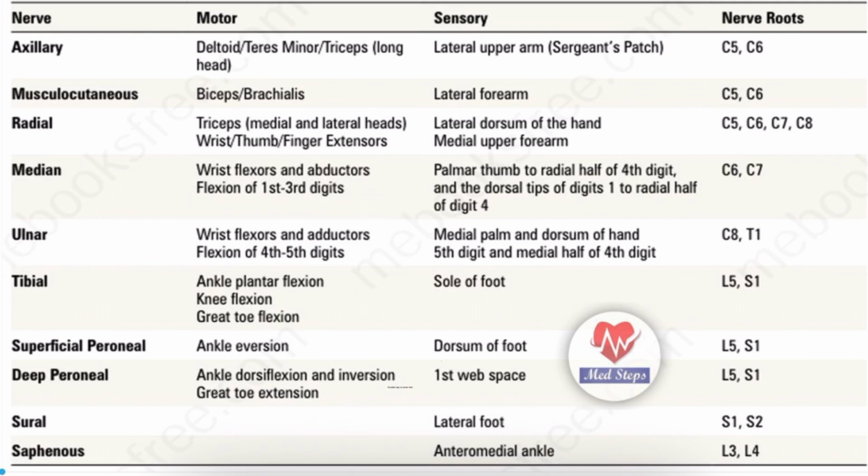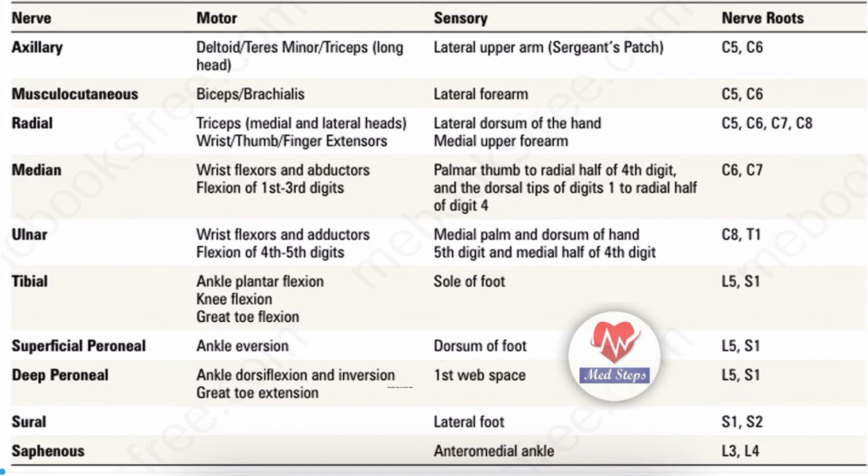So today in this video we are discussing the sensory and motor innervation of the nerves in the upper and lower extremities. Before we get to the topic, we have to understand what the brachial plexus is, because the nerves for the upper limb originate from the brachial plexus.